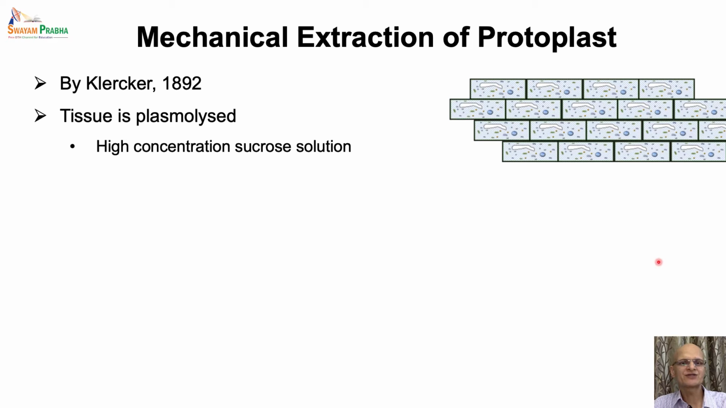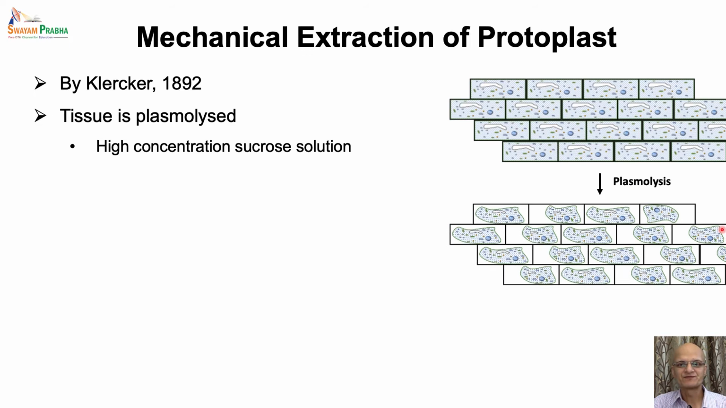Now here in this tissue, the cells are fully turgid, and it would not be possible to make a cut in the cell walls without damaging the protoplast part of the cell. Therefore, the first step is to plasmolyze this tissue. So for plasmolysis, this tissue is incubated in the hypertonic solution.